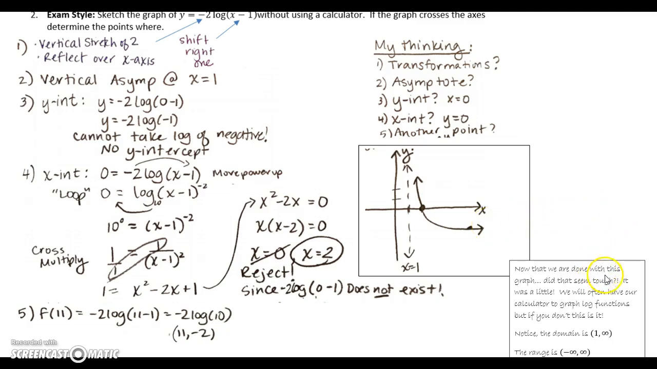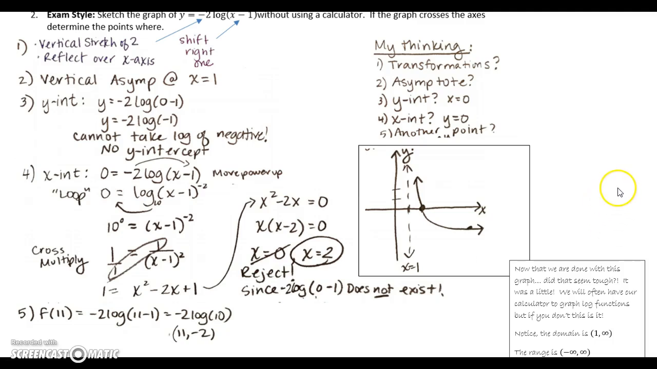If you're done with this, you might say, wow, that was a little bit tough, and it was. Often we will have our calculator on the IB exam for these questions, but if you don't, this is what you would do, so try to model my thinking. Notice what the domain is because of that asymptote. It's from 1 to infinity, not inclusive, and then the range is from -infinity to infinity.